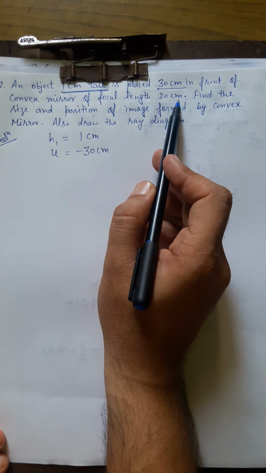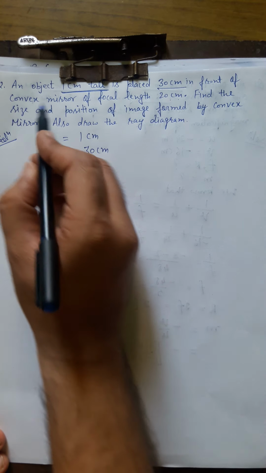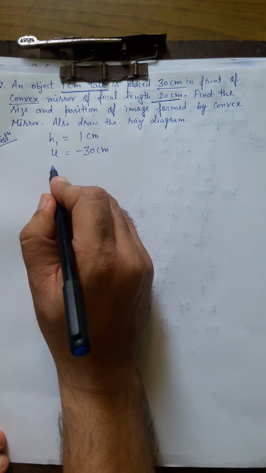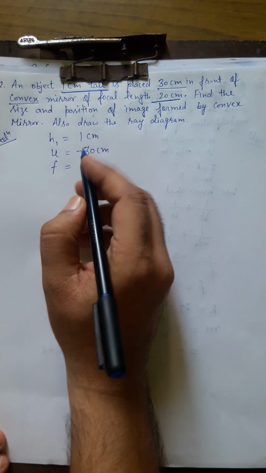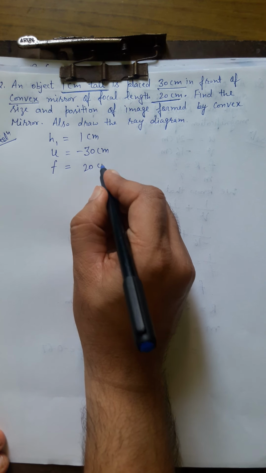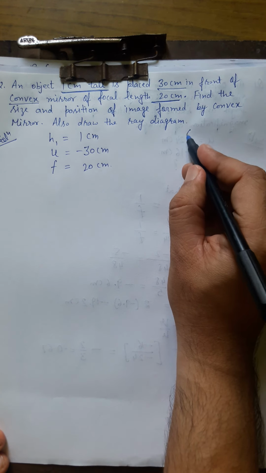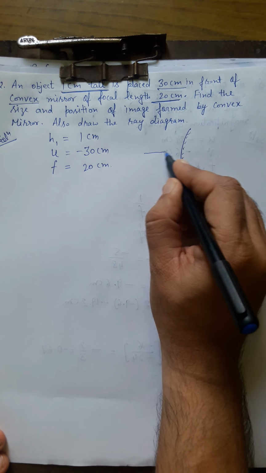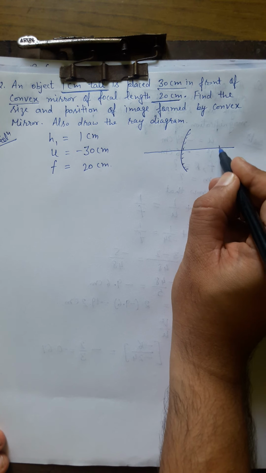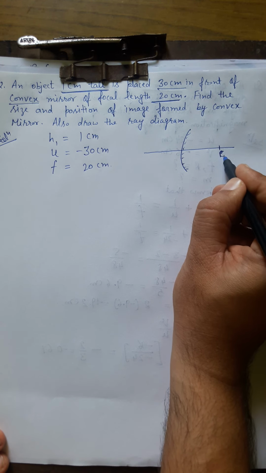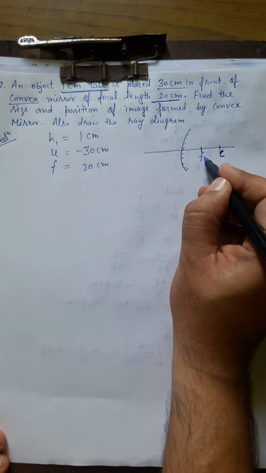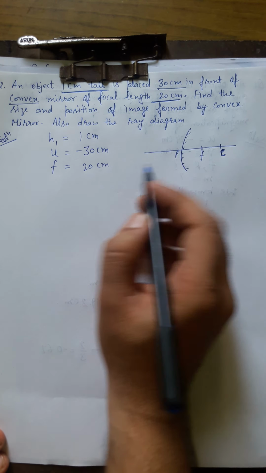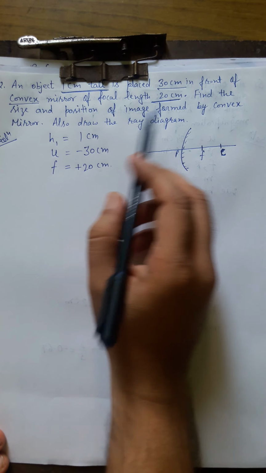of focal length 20 centimeter. The focal length of convex mirror is given to you, and if it is a convex mirror then the focal length is taken as positive. You can think over this by just drawing the shape of convex mirror. So its radius of curvature will be on this side, center of curvature, and focal length is also on this side. So if it is right side of the pole then it will be positive. So focal length is with positive sign.